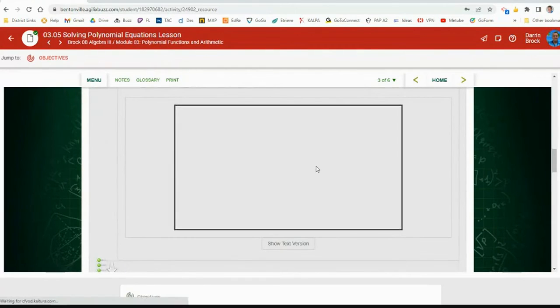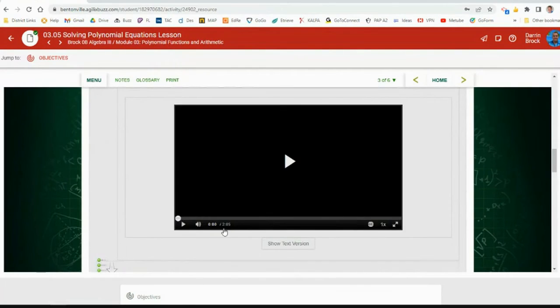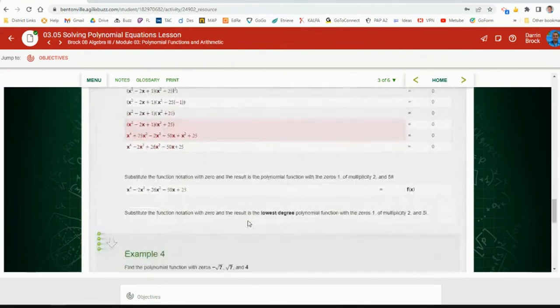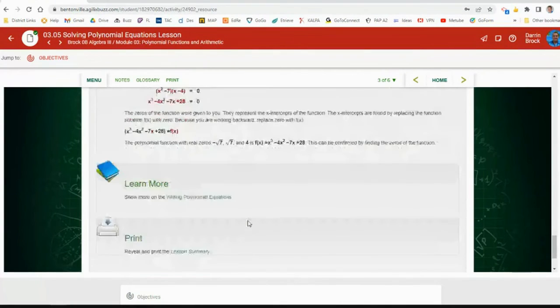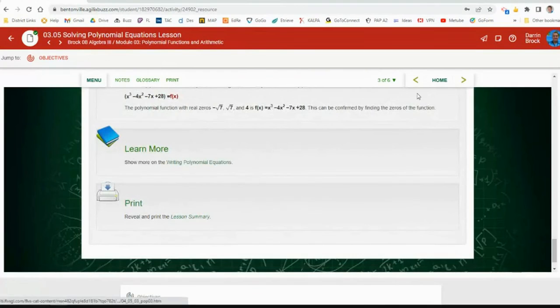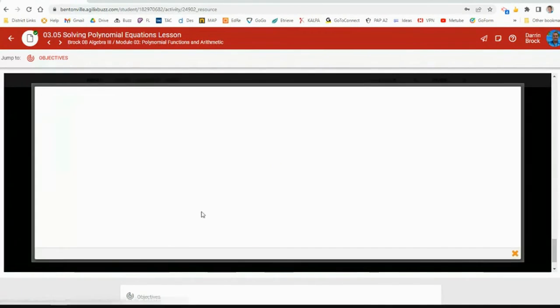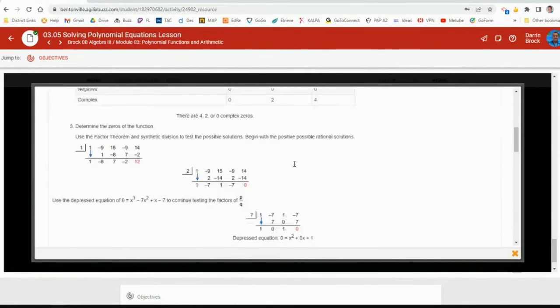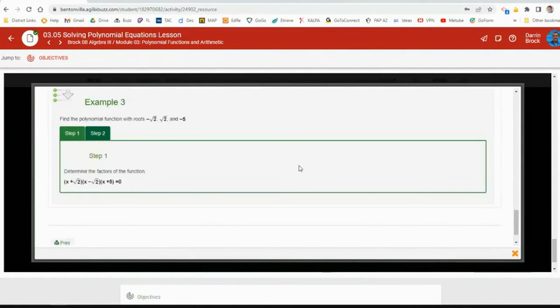There's another video that will walk you through that. This one is 2 minutes. Another example down here. There's lots and lots of examples built into here. And here's the lesson summary. This lesson is only 3 pages. Lesson summary right here on how to solve equations using the different theorems that we've just learned.